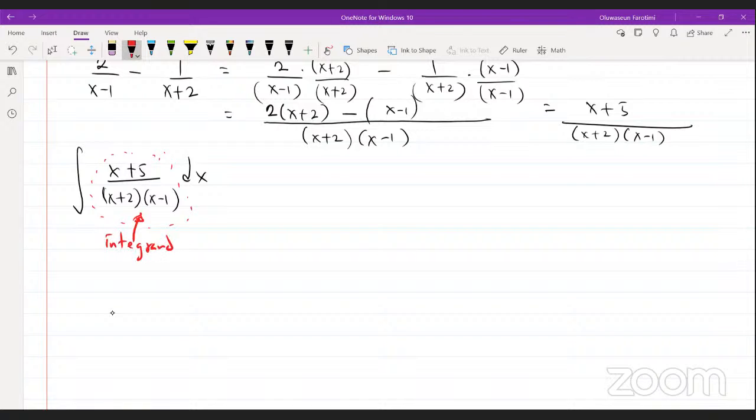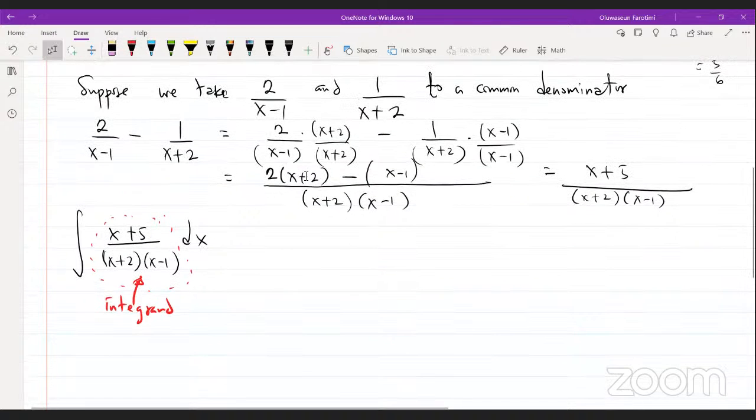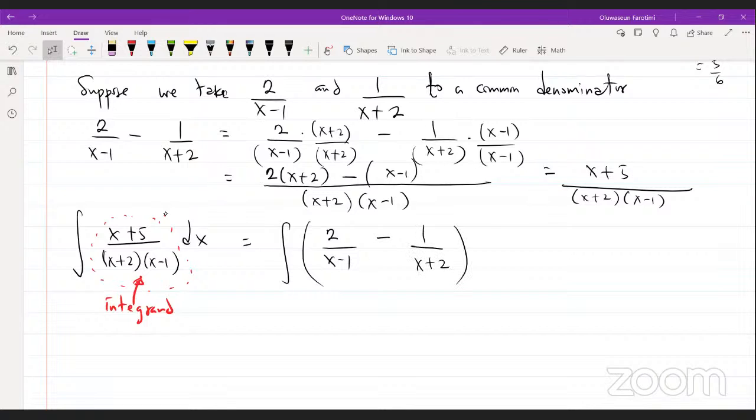So the question is, can I actually split this integrand into two different fractions? The answer is yes. And if you back up a little bit, that's really what we just have: we see that 2 divided by x minus 1 minus 1 divided by x plus 2 is actually this integrand. So I'm going to use that. So this becomes 2 divided by x minus 1 minus 1 over x plus 2. Then you do have a dx.